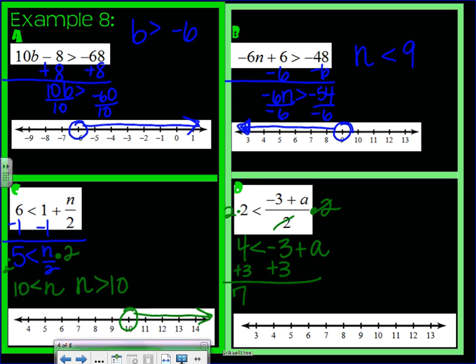So I'm left with 7 is less than a. And again, I've got my variable on the right-hand side, so I need to switch it. So a is on the left, and the 7 is on the right. And again, it was less than, so now I need to make it greater than. I'm going to go down here, open circle on 7, because there's no equal sign, and I'm going to go to the right, since it's greater than.